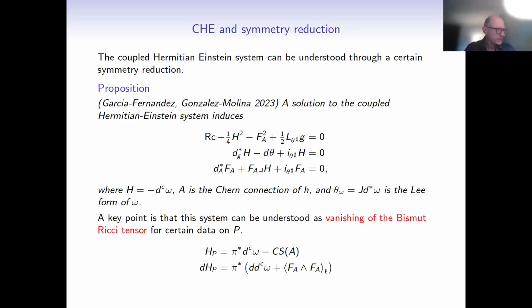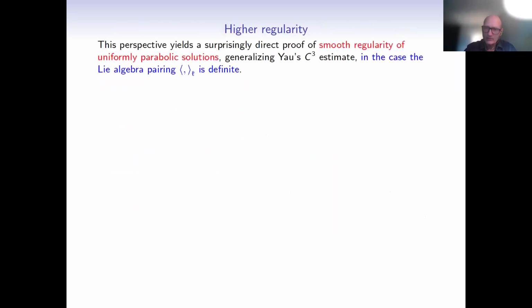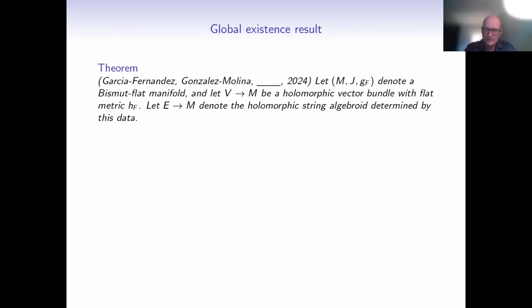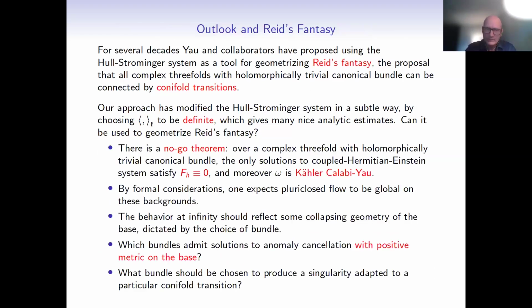I have a question. Could you expand a little more on how this Hull-Strominger system could be used to address Reid's fantasy? You start with some Calabi-Yau threefold, and you have two Calabi-Yau threefolds. You want to see you can connect them with conifold transitions. Where would the bundle come from to start with?